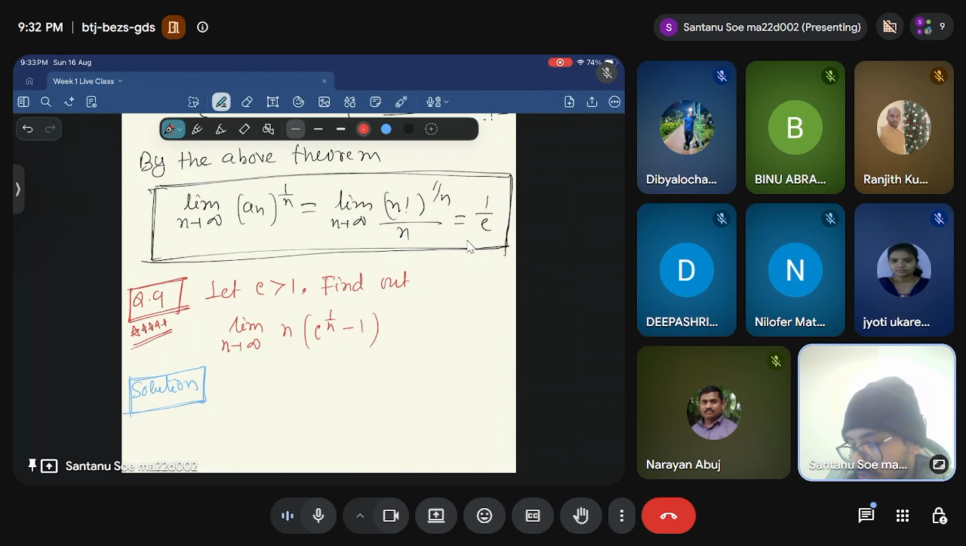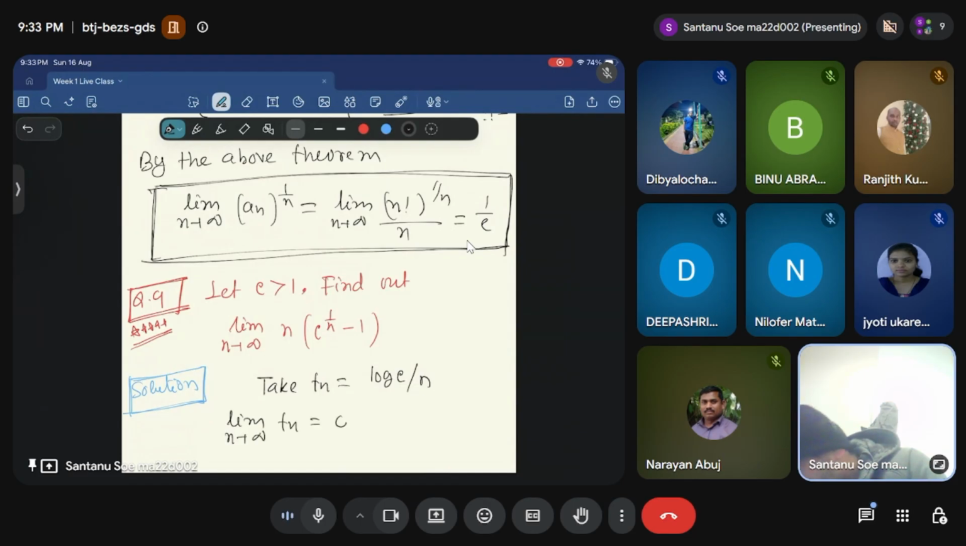So there are many ways to solve it. But I can choose the first one. There is a direct, straightforward one, that is change of variable. Sometimes you can change the variable and then try to find the limit. So let me show it. You take T_n to be log c divided by n. Okay, then see that the limit as n tends to infinity is 0.